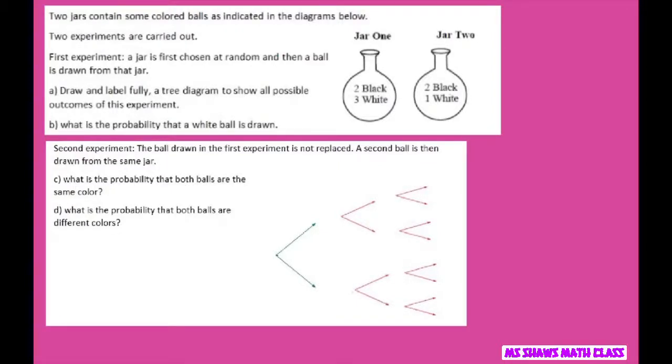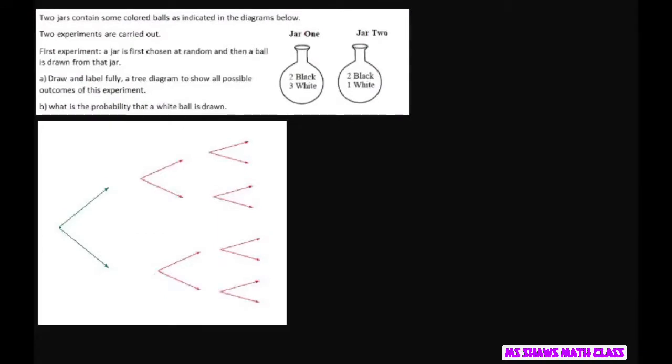Everyone, 2 jars contain some colored balls as indicated in the diagram. So we have 2 experiments here, and the first thing we're really going to have to do is fill out this tree diagram to show our sample space so we can answer these questions. So let's get started.